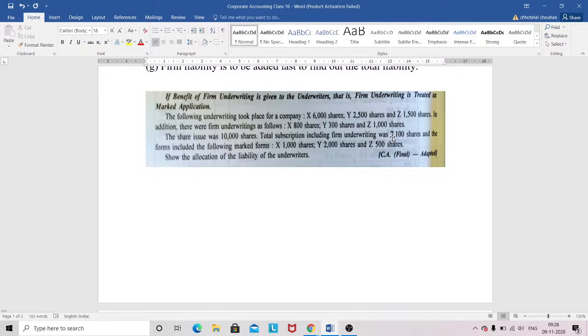ঠিক আছে, নরমালি পাবলিকের কাছ থেকে কতটা আসেনি সেটাই তো আন্ডাররাইটারদের নিতে হয়। পাবলিকের কাছ থেকে যতটা শর্টফল হয় সেটাই আন্ডাররাইটারদের টেক ওভার করতে হয়। So total shares is 10000. Out from the public, by any means, from the underwriter from firm underwriting, whatever may be the application received is 7100, so obviously 2900 is the shortfall that is to be taken up by the underwriter. Okay, so that one is also matched.